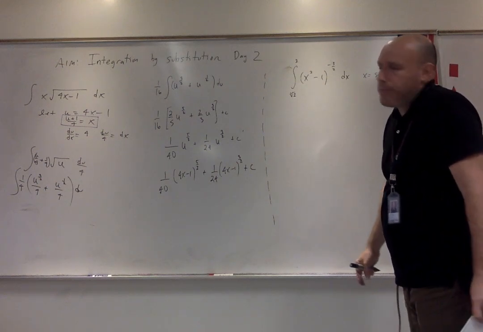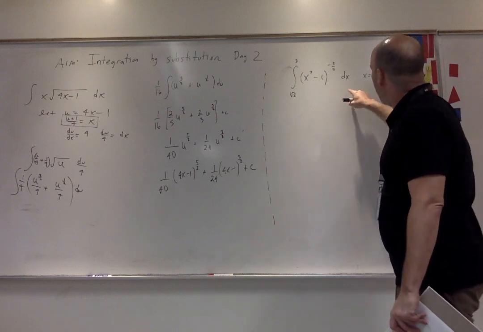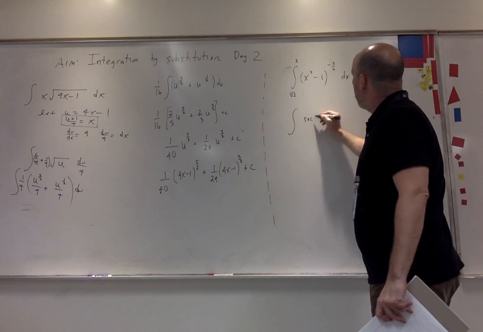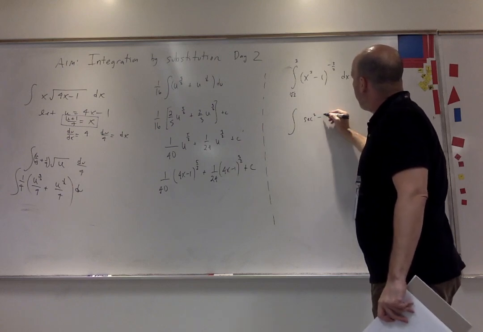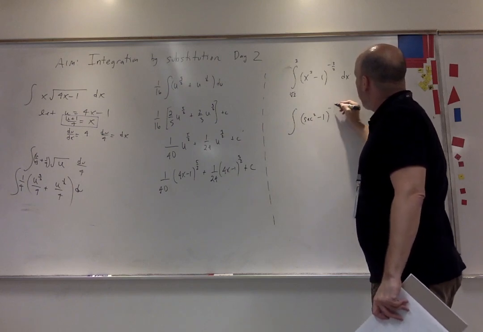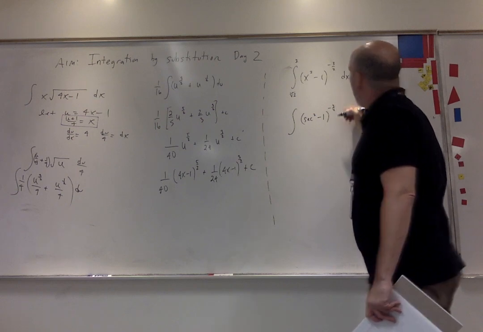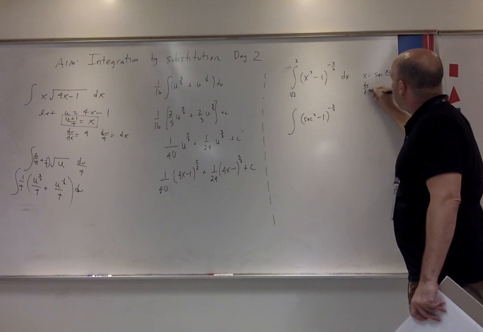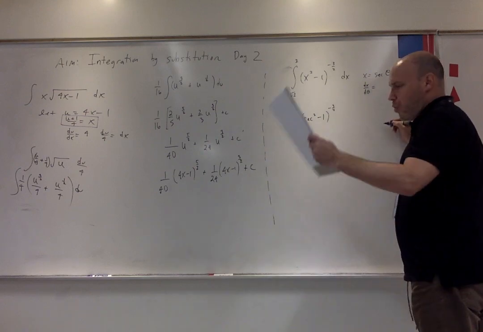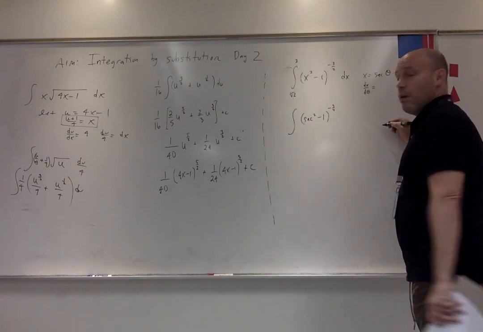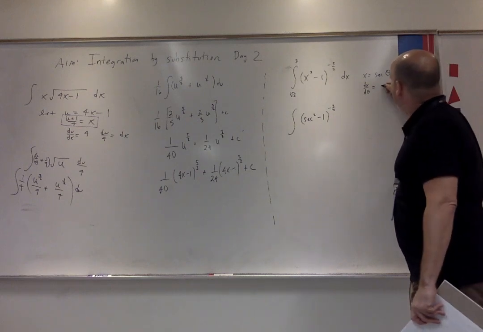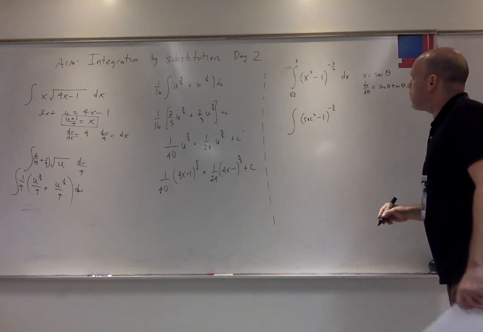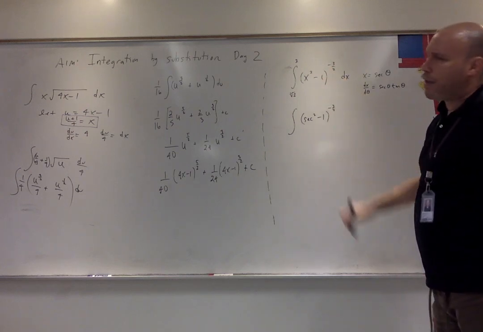So we have a couple of substitutions to do. First of all, I'm going to replace this. So it's going to be secant squared minus 1 to the negative 3/2. I have to replace the dx. So dx over d theta is equal to, look in your formula, secant theta tangent theta. And then I have to take care of those limits, right?